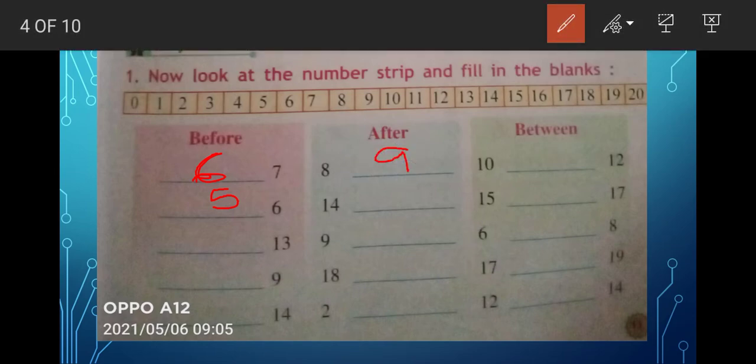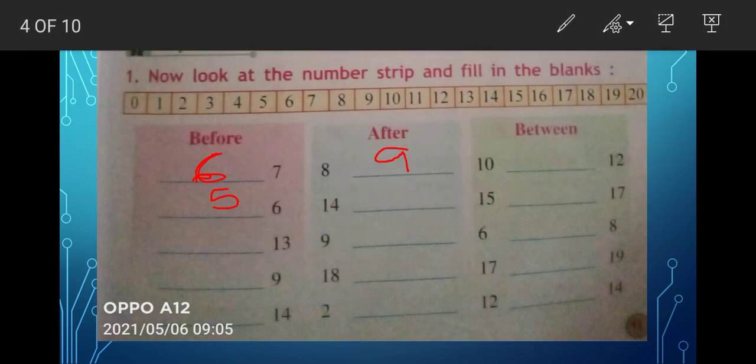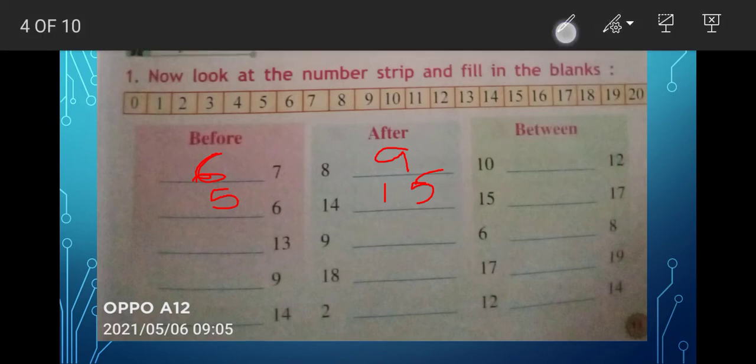What is the number that comes after 14? After 14 is what? Yes, it is 15. So, we are writing here 15. Alright children. Now tell me, what is the number that comes between 10 and 12? What comes between 10 and 12? 11 comes, right? So, let us write here 11.